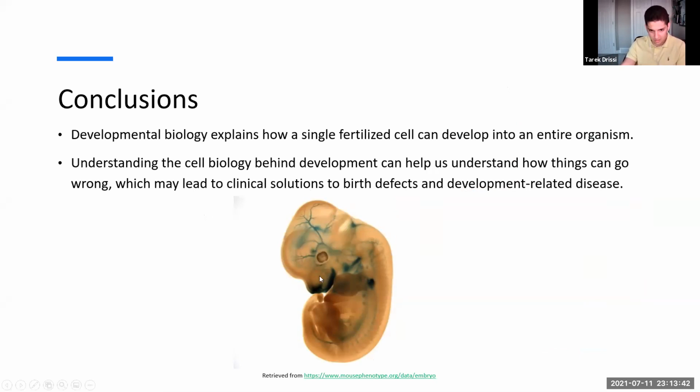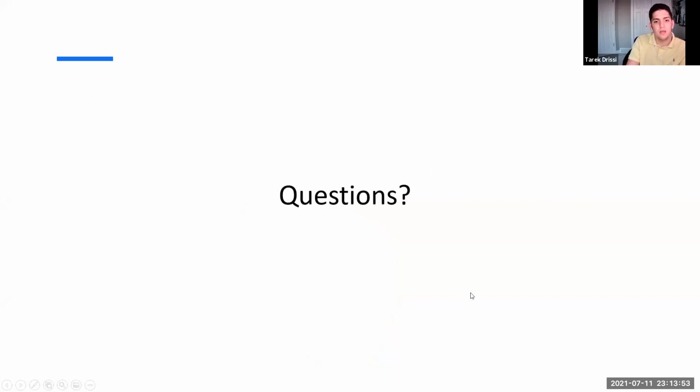And here's a nice image of a mouse embryo. I'm not sure what gene this is showing, but this is the expression of a certain gene that has expression in the veins, which is very nice to see. Any questions?